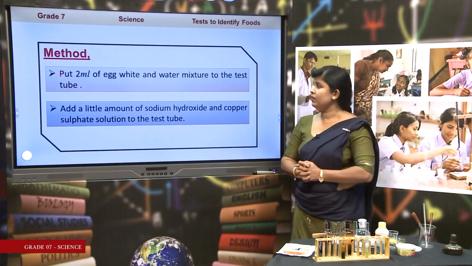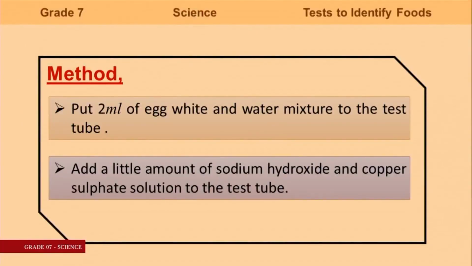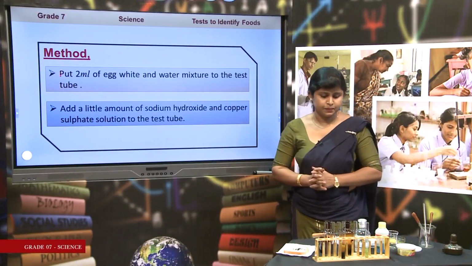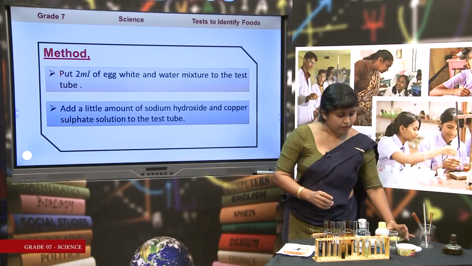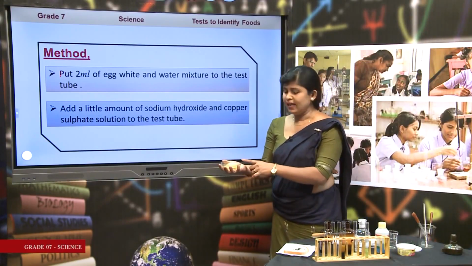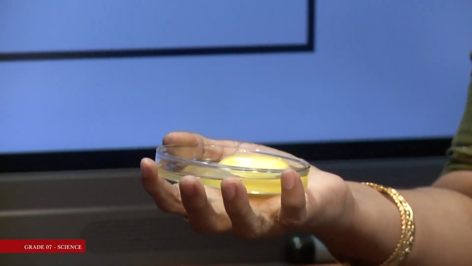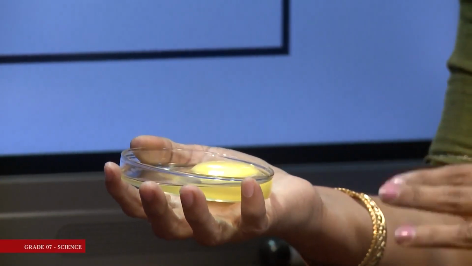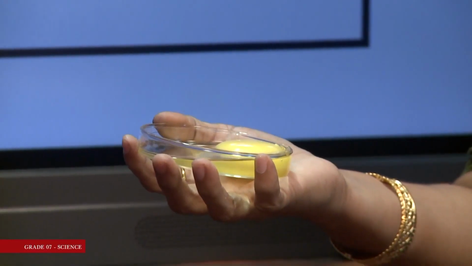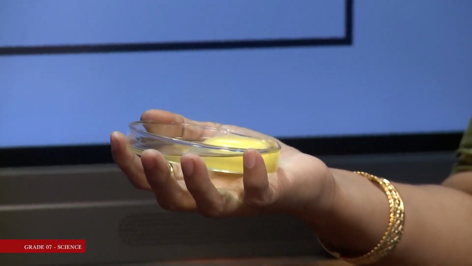Put 2 milliliters of egg white and water mixture to the test tube. Then add a little amount of sodium hydroxide and copper sulphate solution to the test tube, right. There are 2 steps of the activity. Let us do that. Here you see an egg has 2 parts. One is egg white, the other one is egg yolk. In this activity, we are not using the egg yolk, we have to use the egg white only, right.